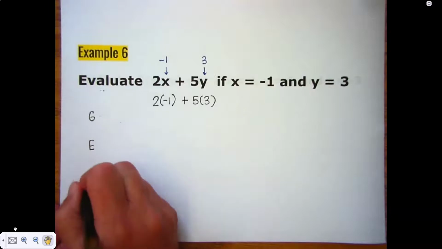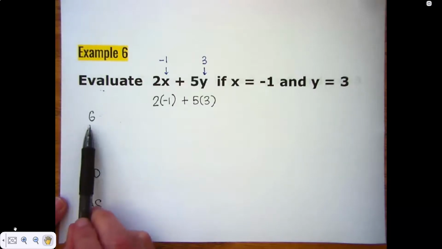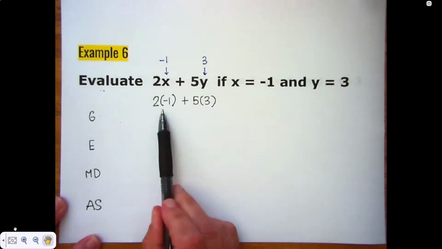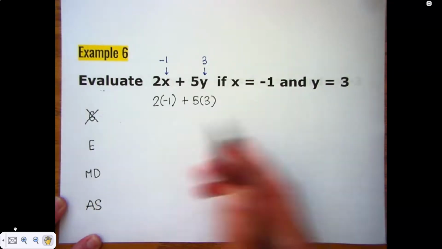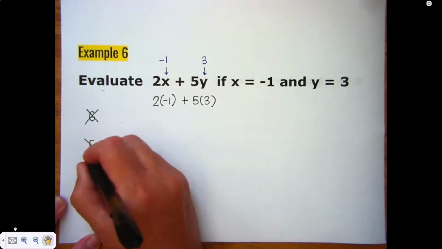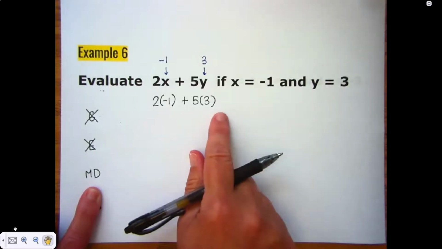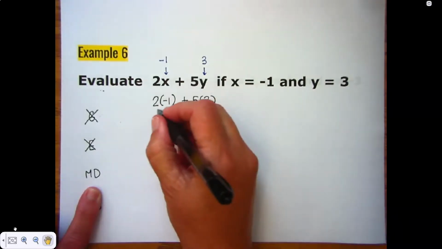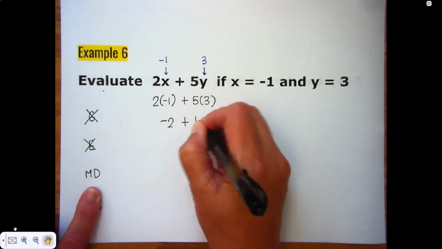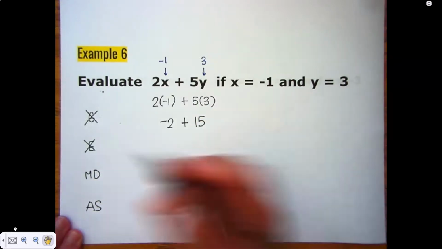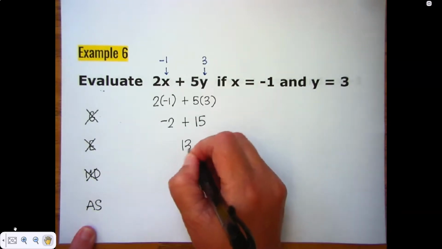To evaluate, our old buddy GEMDAS. All right, so grouping symbols. Neither set of parentheses here is grouping because there's only one number inside. There's nothing to do. Don't see any exponents in that problem. I do see multiplications, 2 times -1 and 5 times 3. So I'm going to work left to right. 2 times -1 is -2, plus 5 times 3 is 15. I'm going to go ahead and do both of those in the same step. And then finally, the adding, -2 plus 15 is 13.